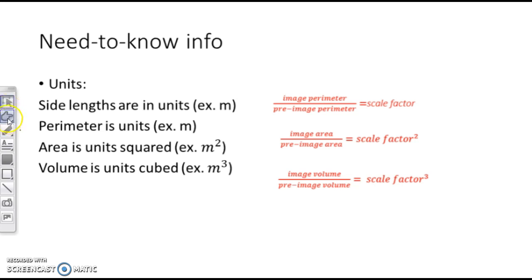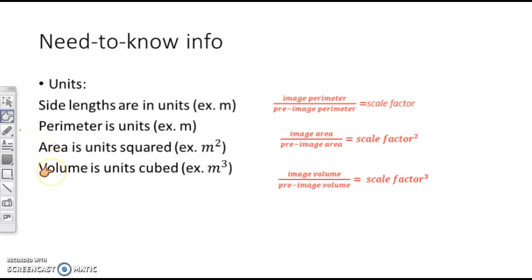Alright, here's your need to know info. Let's do a quick review of units because that helps you remember this formula that we're just now learning. If you're dealing with side lengths in regular units, like inches or meters or centimeters, perimeter is also just regular units. You don't raise it to any power, you just add up the sides. So it'd be like 40 inches or 40 centimeters or 40 whatever.